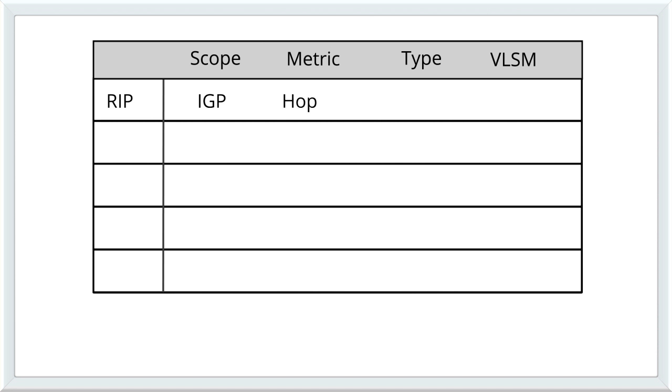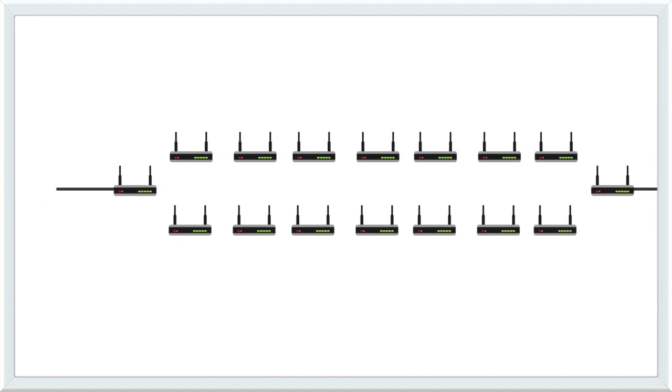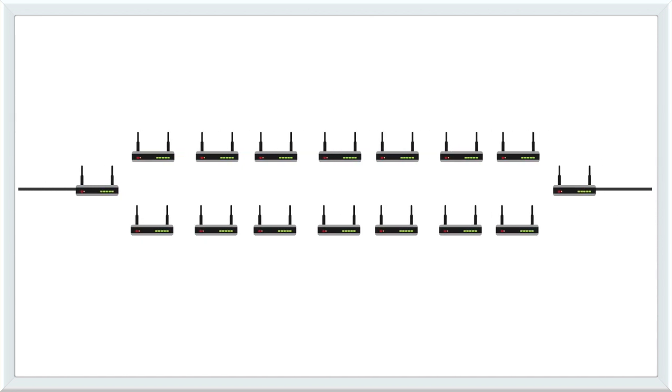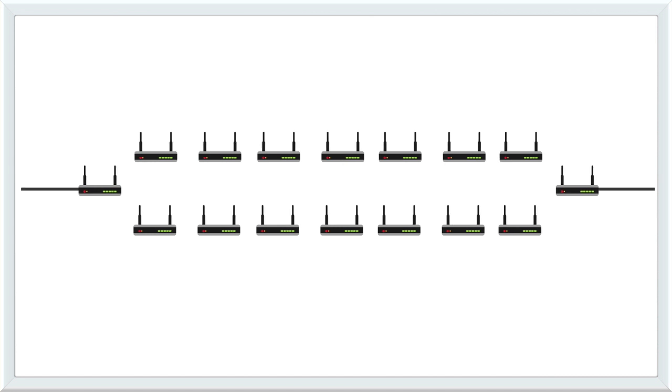RIP uses the hop count as a routing metric, but it's limited to 15 hops between any two networks. If you ever see a hop count of 16 with RIP, that means the network is unreachable. The size of your network is a built-in limitation for RIP. You can have a maximum of 15 hops between two subnets in your network. If you have more than 15 hops, RIP won't be able to route data to distant networks.